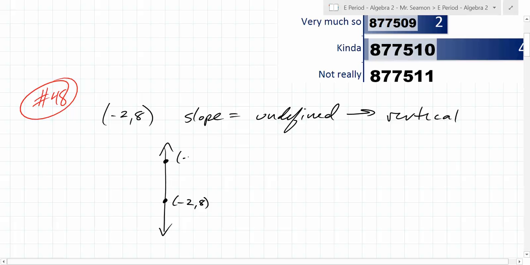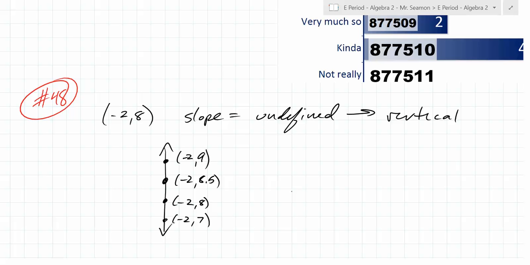Negative 2 is higher than 8, so give me something higher than 8. Negative 2, 9. Give me another point that's between the two. Negative 2, what? Exactly. So this could be negative 2, 7, for example. What's the only thing that's changing? The y value. So it doesn't matter what the y value is, so we don't even put the y value in.